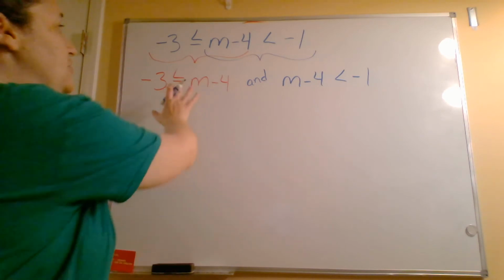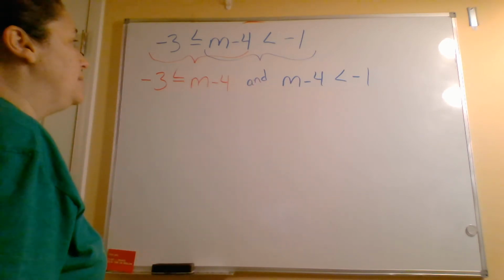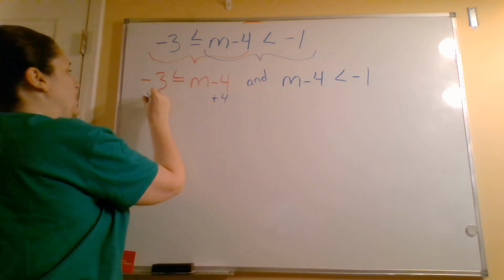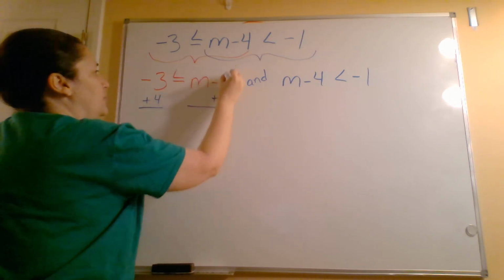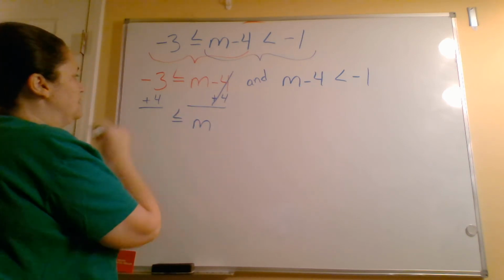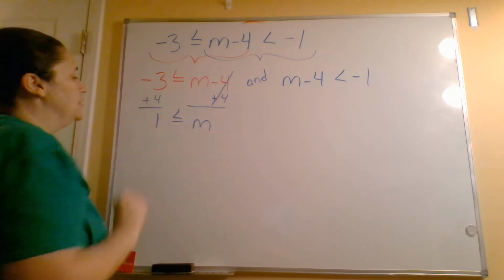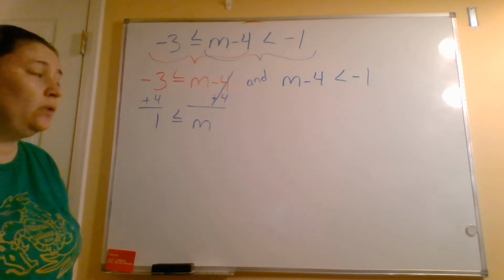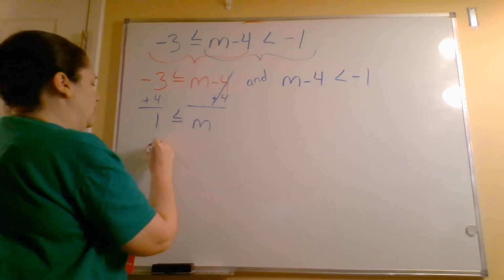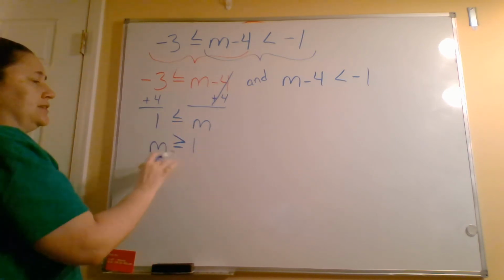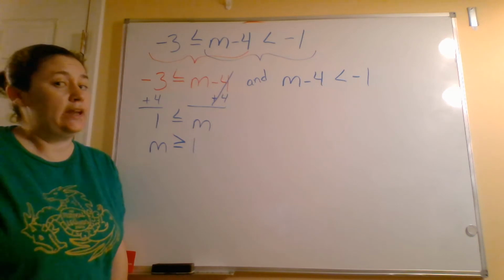Let's see, so we have to solve these two one-step inequalities. They are subtracting 4, so I have to add 4 to both sides. The 4's cross off, I get m. I get to keep the same sign. Negative 3 plus 4 is 1. 1 is less than or equal to m, or you could flip this around and say m is greater than or equal to 1. Either of these answers is fine, but that's only half the problem.